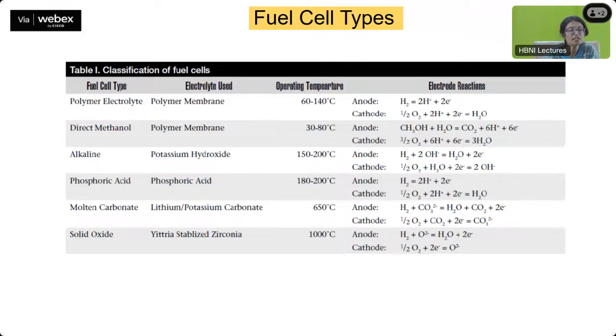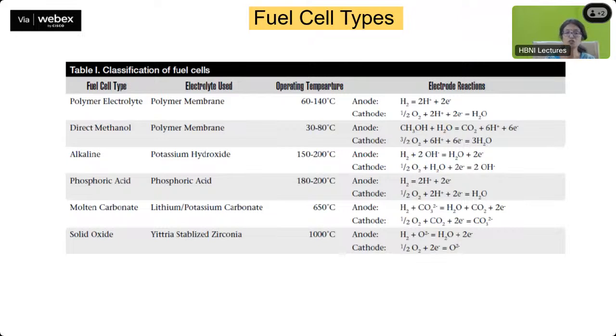If you have a polymer electrolyte fuel cell type, then the electrolyte which is used is a polymer membrane. The operating temperature varies between 60 to 140 degrees centigrade, and the electrode reactions are shown over here. As you can see, in most of the cases, you have hydrogen and oxygen. In some cases, you have methanol also. When you're using a direct methanol fuel cell type, again, the electrolyte is a polymer membrane. Operating temperature is lower, from 30 to 80 degrees centigrade. For an alkaline fuel cell, the electrolyte used is potassium hydroxide. The operating temperature is a little higher, from 150 to 200 degrees centigrade.